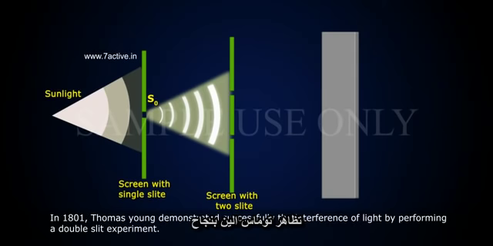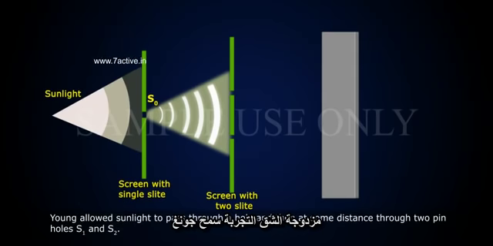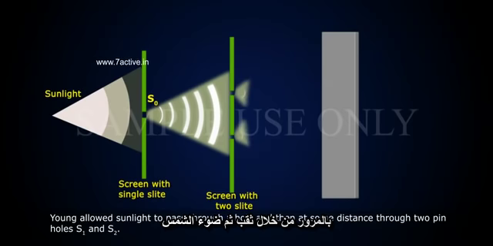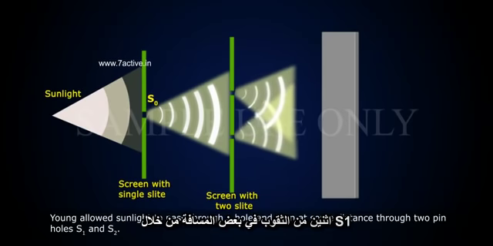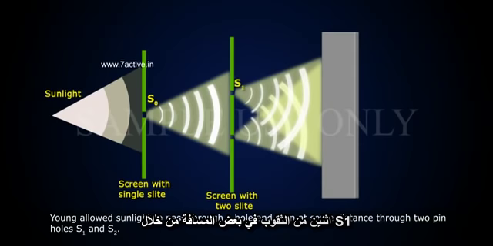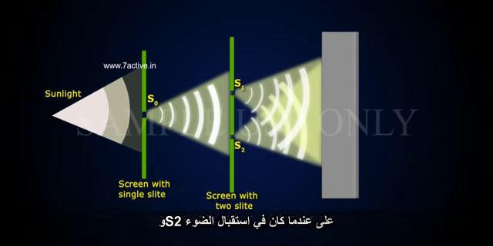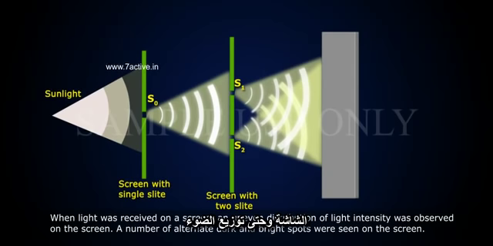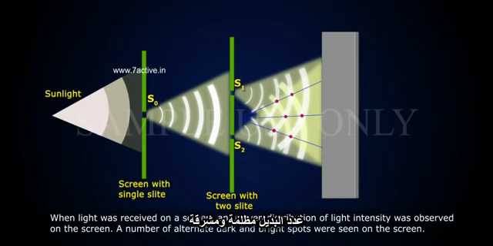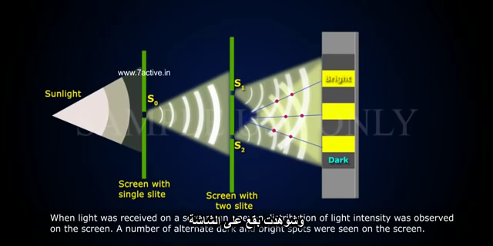In 1801, Thomas Young demonstrated successfully the interference of light by performing a double-slit experiment. Young allowed sunlight to pass through a hole and then, at some distance, through two pinholes, S1 and S2. When light was received on a screen, an uneven distribution of light intensity was observed. A number of alternate dark and bright spots were seen on the screen.